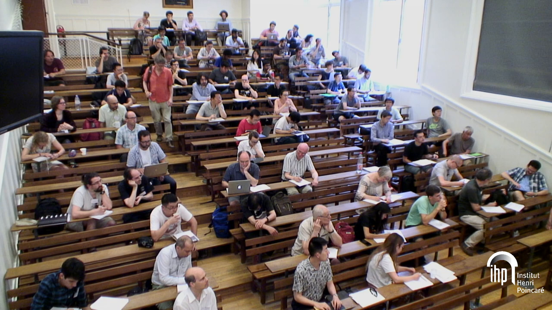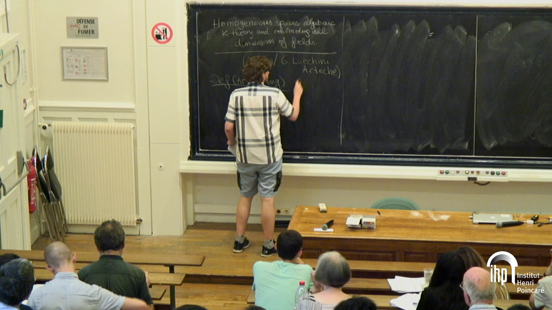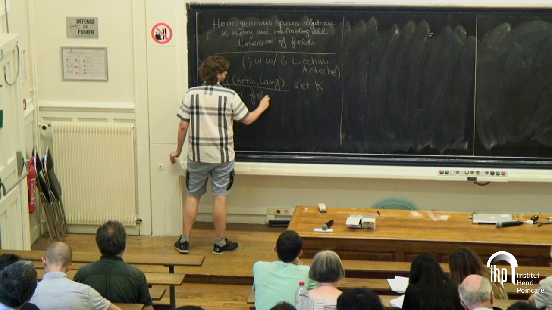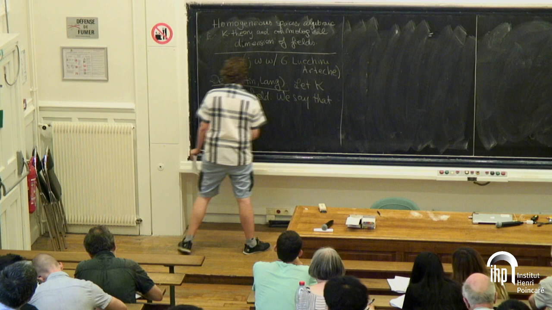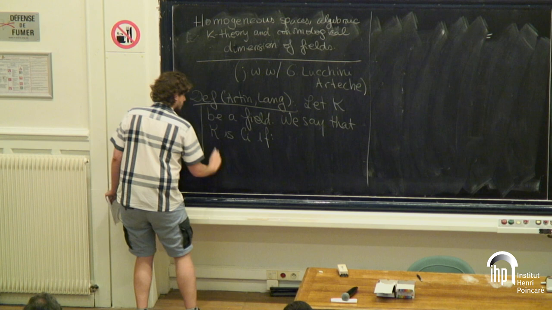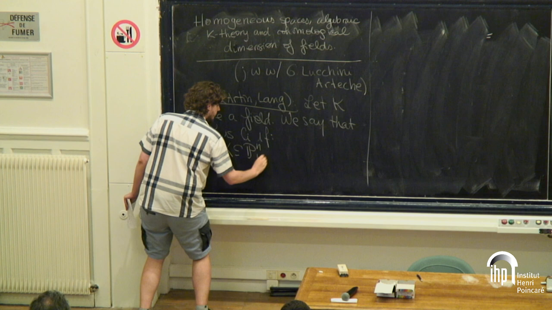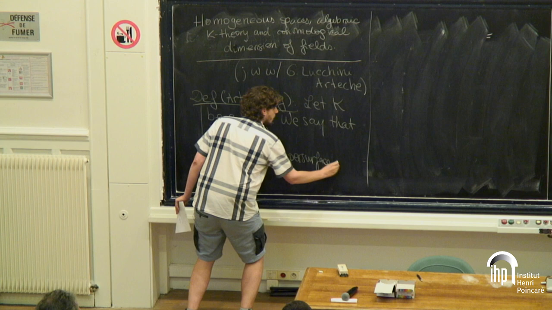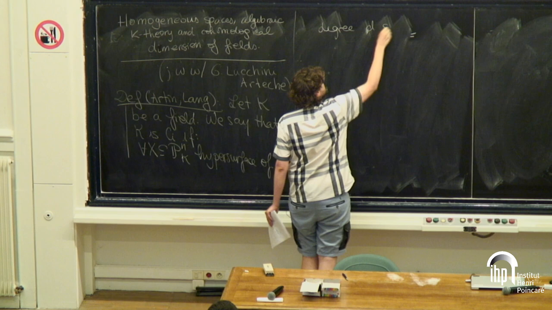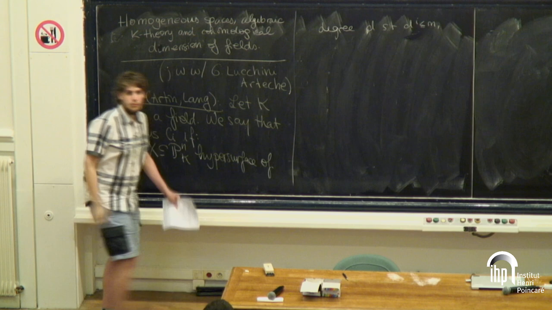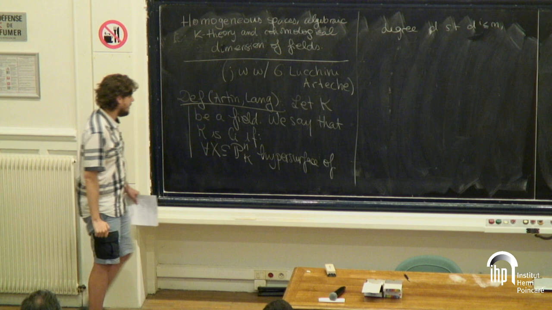So more precisely, if we consider K a field, then we say that K is C_i if it satisfies the following property. For any projective hypersurface X in P^n_K, a projective hypersurface of degree, let's say d, such that d^i is smaller or equal than n. So this is the condition that says that we are looking at equations with a large number of variables and of small degree. Well, then this hypersurface has automatically a rational point.